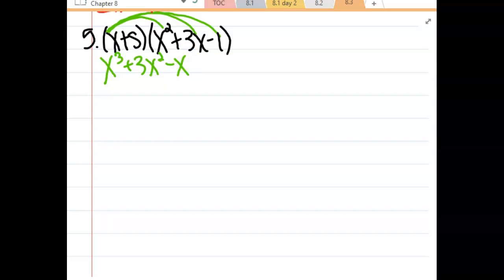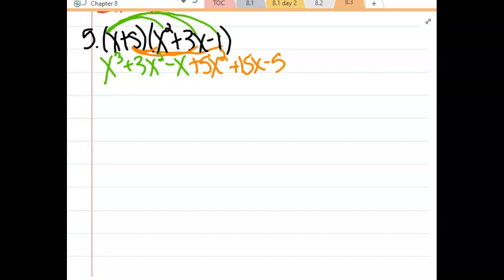Now you're going to turn around, you're going to do the same thing with the 5. So you're going to multiply the 5 times x squared. So 5 times x squared is a plus 5x squared. And then you're going to distribute the 5 to the 3x. So 5 times 3x is plus 15x. And then you're going to distribute the 5 to the negative 1. So 5 times negative 1 is negative 5. So it's just the distributive property.